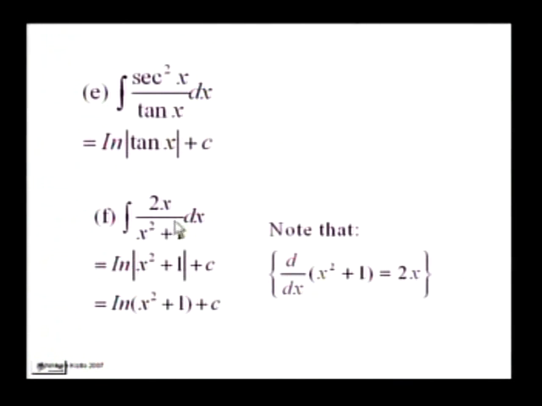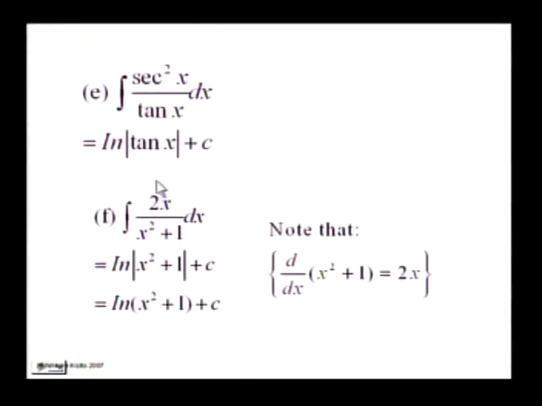Also, the next function here is the integral of 2x over x squared plus 1 dx. Notice that the derivative of the bottom is 2x, and I have 2x on top. Now, what is the answer? The integral is the ln of the bottom plus a constant. Why? Because the derivative of the bottom, which is x squared plus 1, is 2x, and it's on top.